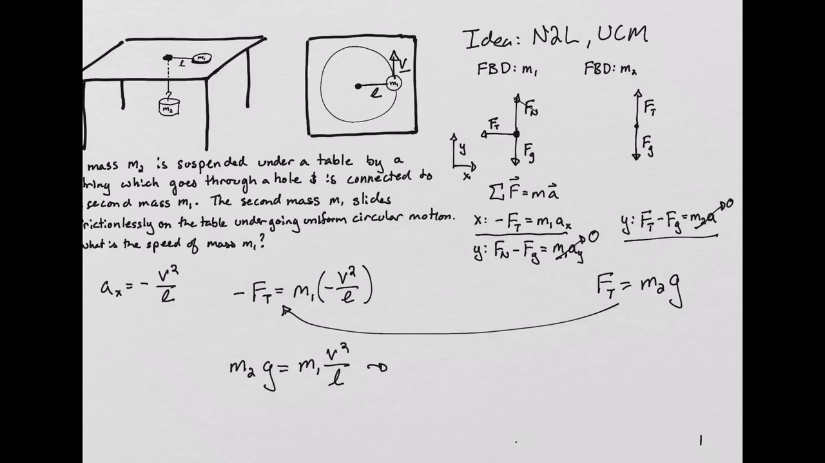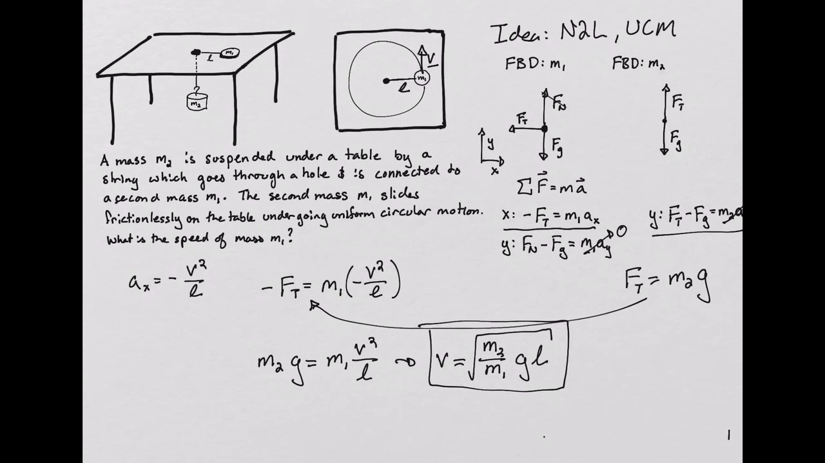Now, solving for velocity, we get v is equal to the square root of M2 over M1 times g times L. That is the solution to the problem as it has been asked, which is, what is the speed necessary for that uniform circular motion such that M2 is suspended under the table?